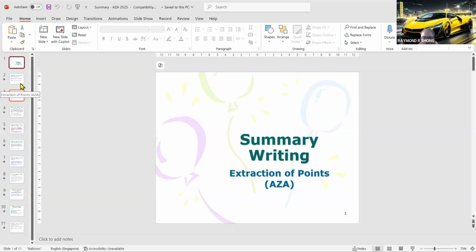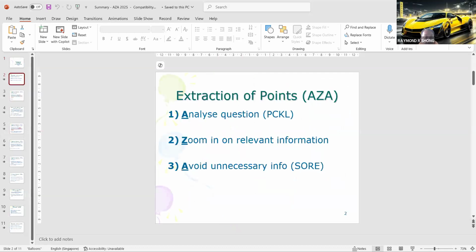Okay, so we have the AZAR. Okay, Jensen is in. Okay, AZAR, what does AZAR tell you? Let's talk about this. It is a second method of summary writing.